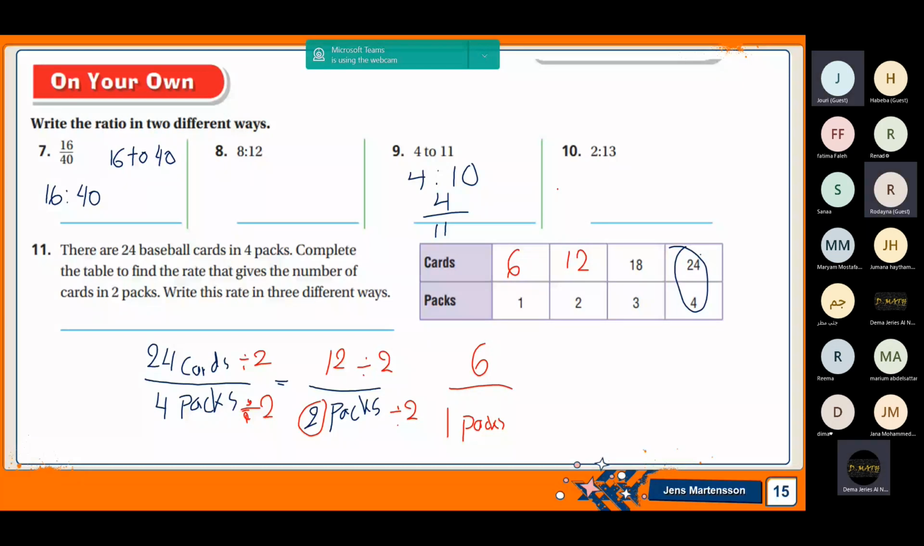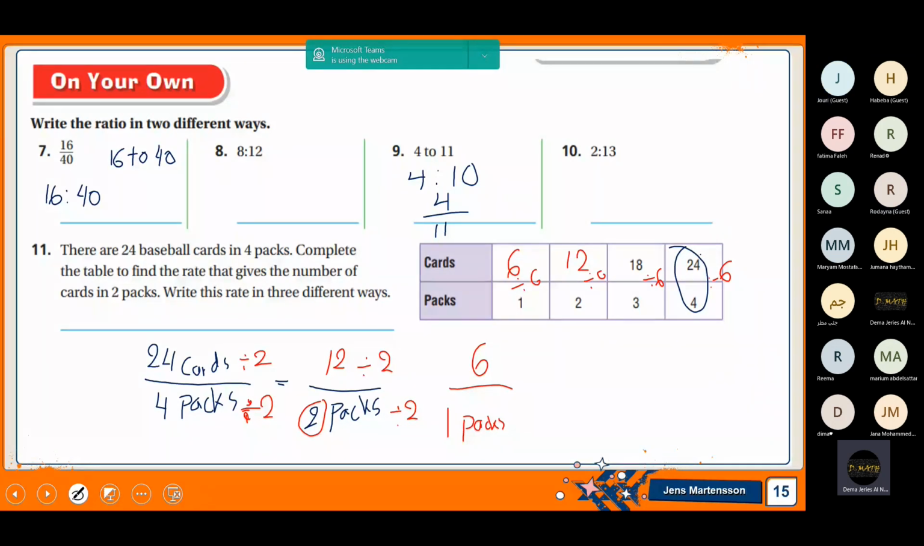Teacher, we divided by 2 because it said the cards in 2 packs. So we divided by 2, right? Yes, they told me that by 4 it's 24. So 24 divided by 6 gives you 4. So divided by 6 gives you 3. Divided by 6 gives you 2. Divided by 6 gives you 1. It's like finding the missing number. Yes.